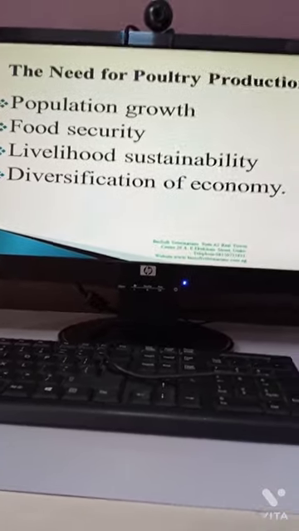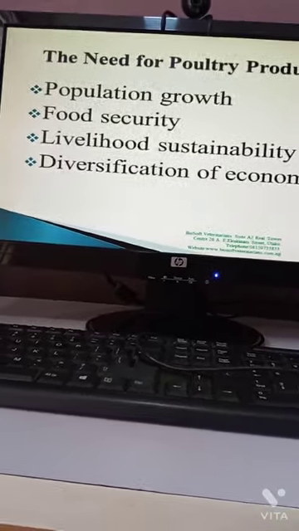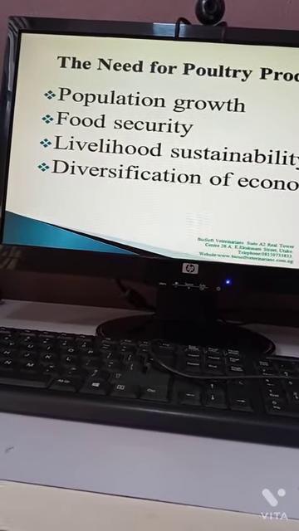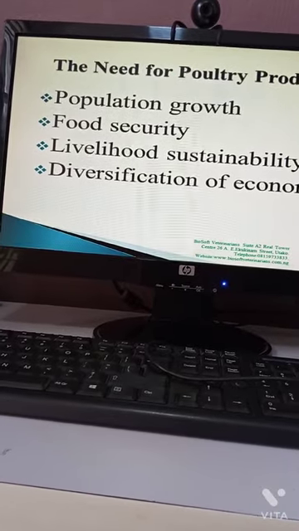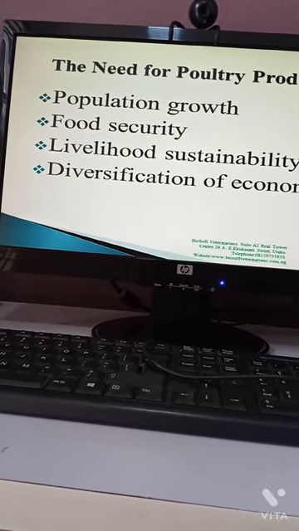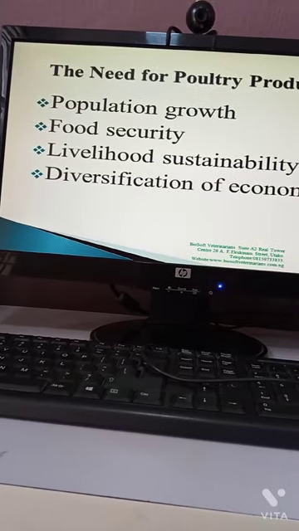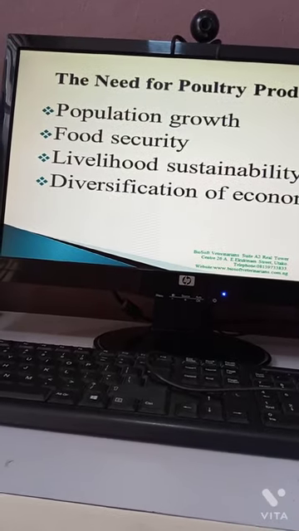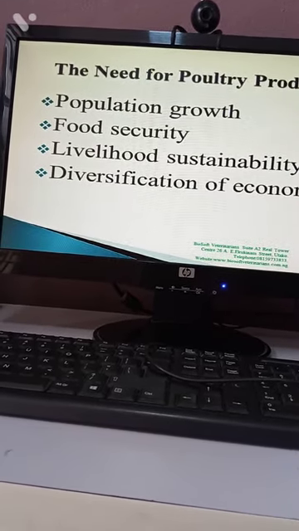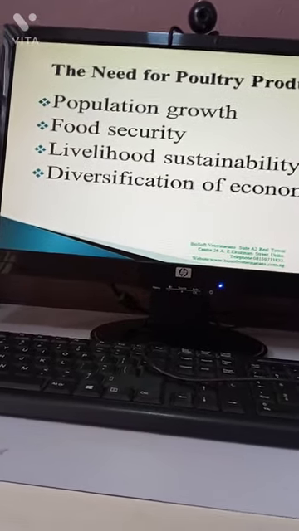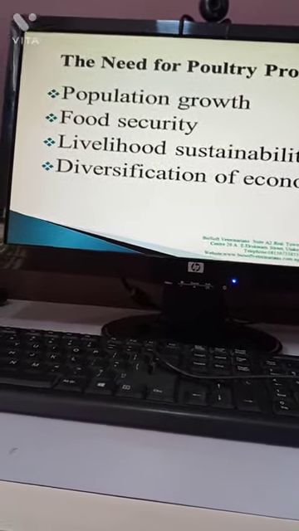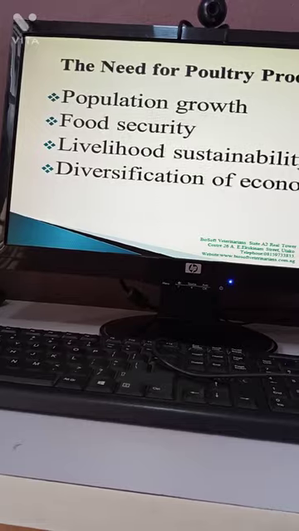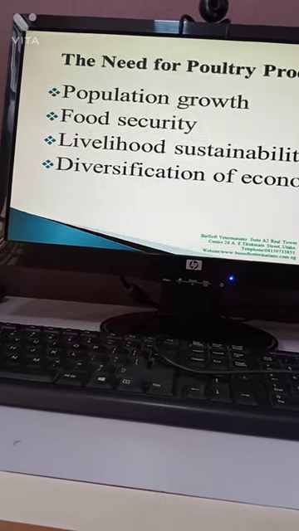Now there's a need for poultry production because of the need for food security. We have to be able to feed our growing population. And the livelihoods of many people are sustained through poultry production. Many people are working in poultry farms. Many people are selling chicken, selling chicken products and all that. And then poultry is also important in the economy because of the drive towards the diversification of the economy. So there are so many reasons why there's such a need for poultry production today.